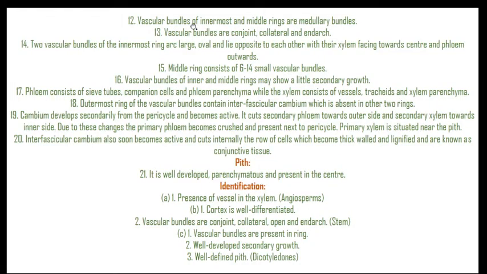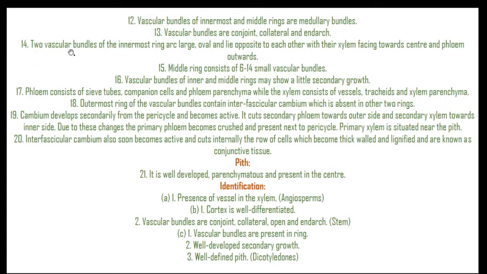Sometimes the vascular bundles of the innermost and middle rings have medullary rays. Medullary rays are a radial system which passes towards the pith and transports secondary metabolites to the pith cells. In Boerhavia, the vascular bundles are conjoined, collateral and endarch.